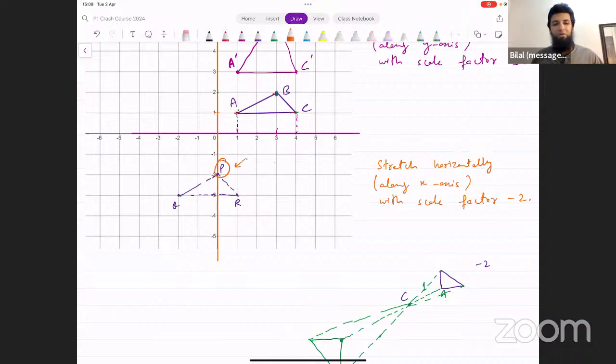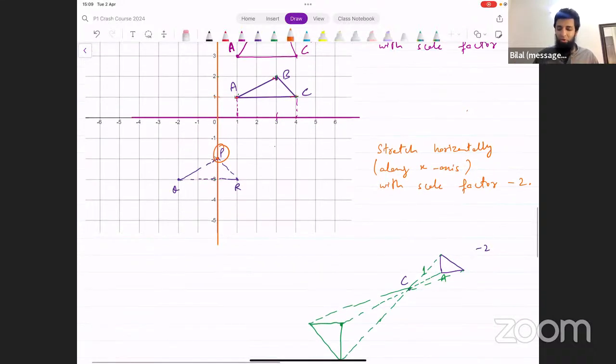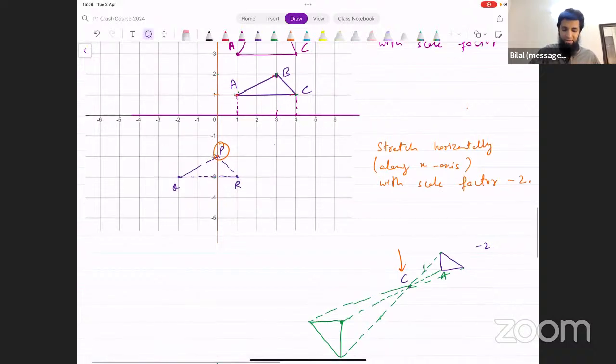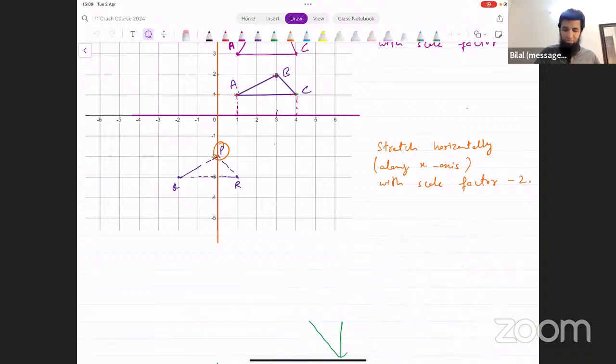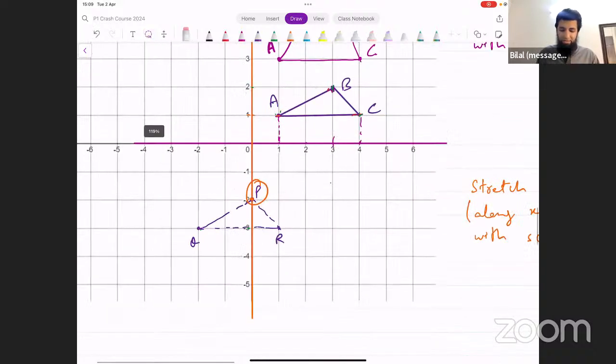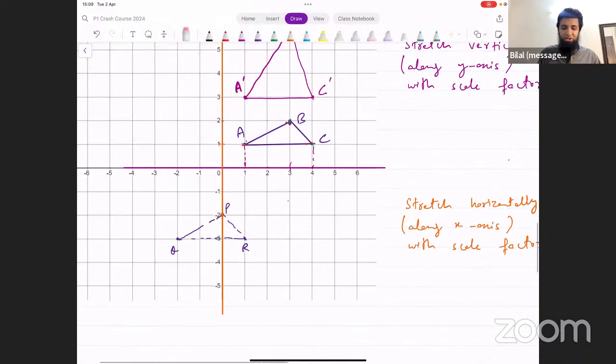What's the distance of P from the y-axis? It's 0. 0 multiplied by -2 is still going to be 0. So the point P is going to stay there. That is not going to change. Just like in an enlargement, if you had a point on the center of enlargement, that would not change. That would stay there. So if you have a point on the y-axis here, that is going to remain unchanged. So the point on the y-axis, P, remains unchanged.